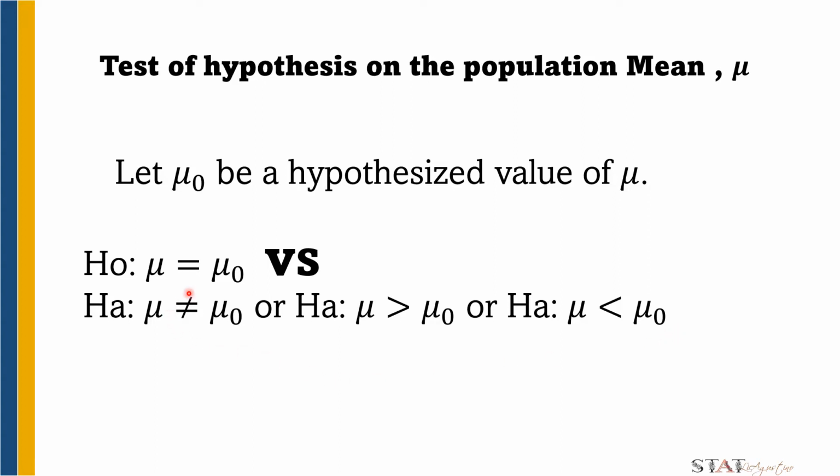So remember this sign. This unequal sign signifies the two-tailed test, which also has a corresponding effect on your analysis, or it could be a one-sided test, so greater than or less than.